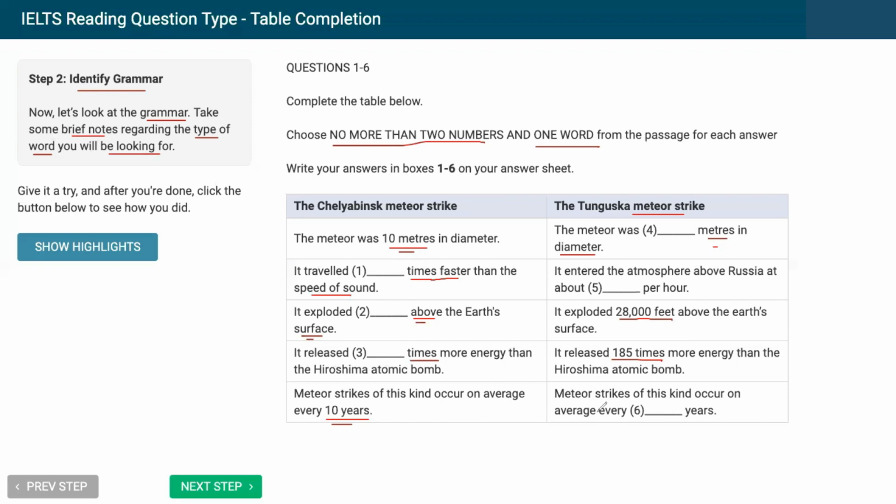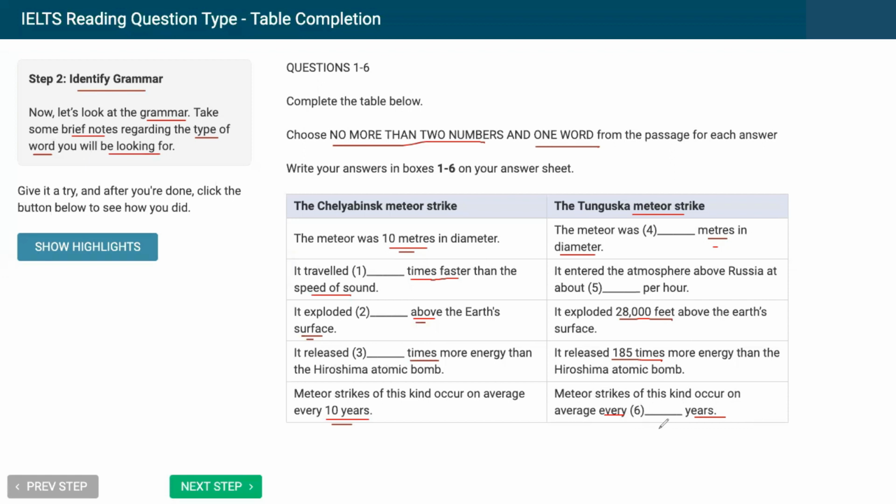And then number 6, meteor strikes of this kind occur on average every blank years. And so the fact that we see every and years is an excellent clue that this will be a number as well. Wow, 1 through 6, they're going to be numbers. So this is great. We've already identified what we need. They're all nouns in this case because they're all numbers.